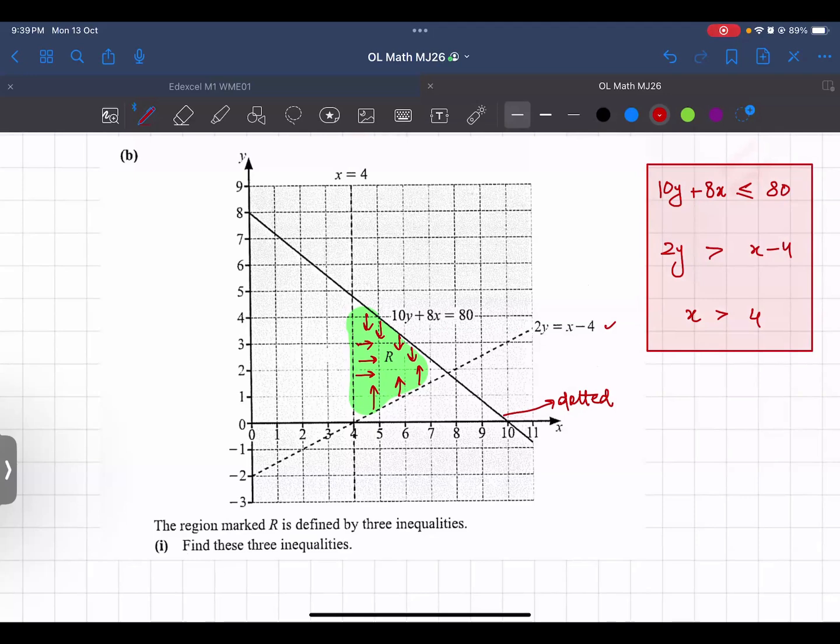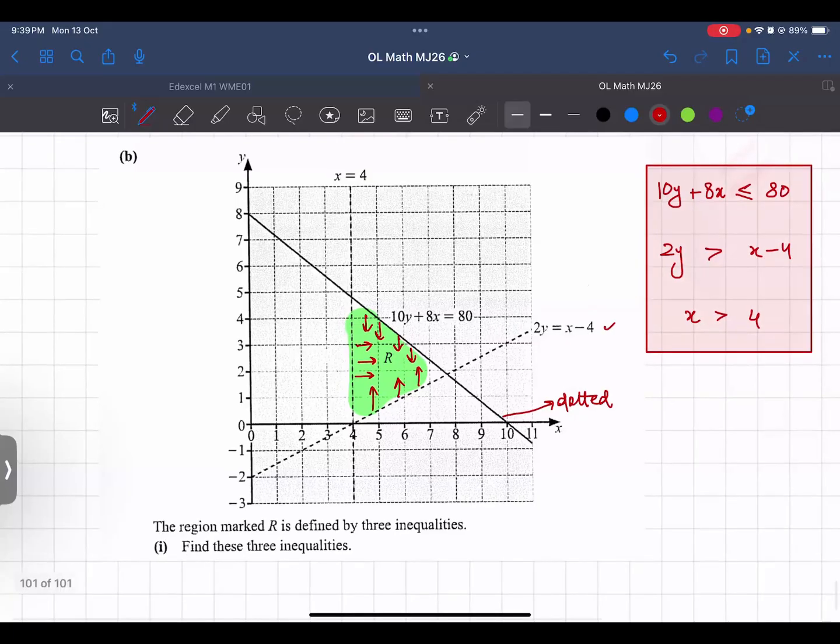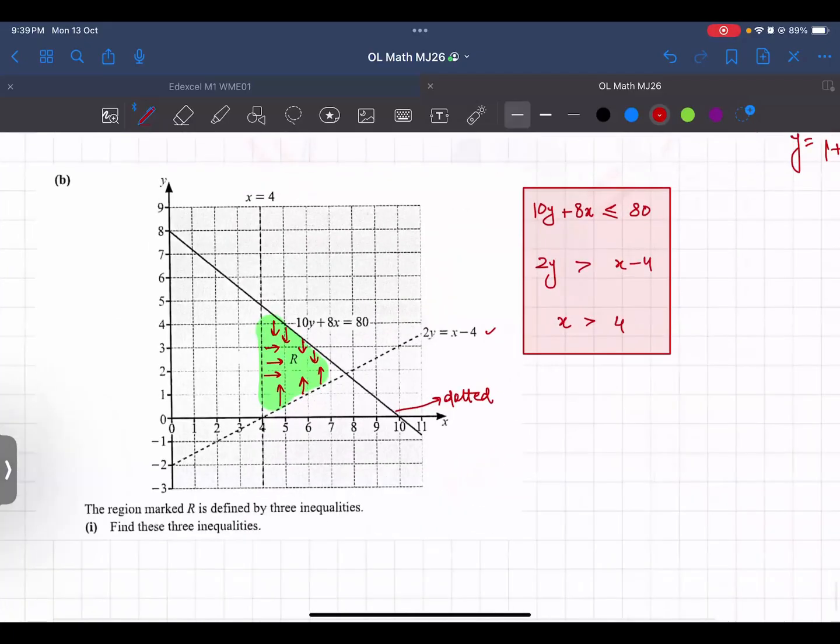Any questions, anyone? Ishal, getting it or not? Sir, I did not understand this question.